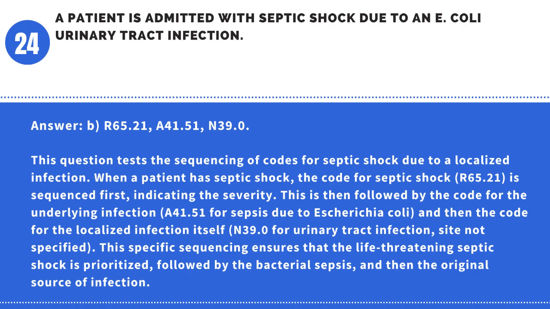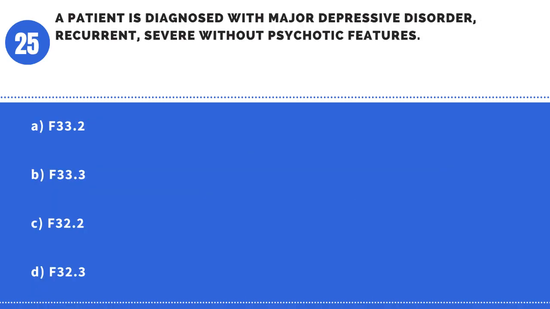This question tests the sequencing of codes for septic shock due to a localized infection. When a patient has septic shock, the code for septic shock, R65.21, is sequenced first, indicating the severity. This is then followed by the code for the underlying infection, A41.51 for sepsis due to Escherichia coli, and then the code for the localized infection itself, N39.0 for urinary tract infection, site not specified. This specific sequencing ensures that the life-threatening septic shock is prioritized, followed by the bacterial sepsis, and then the original source of infection.